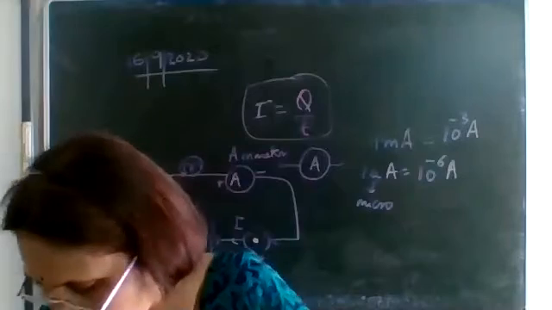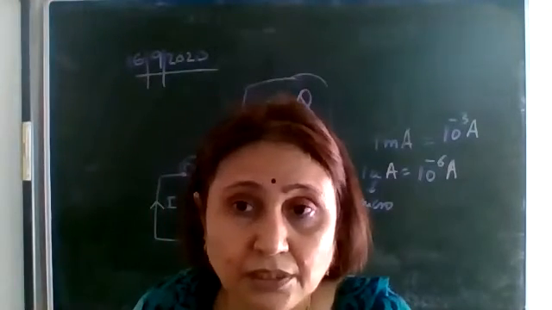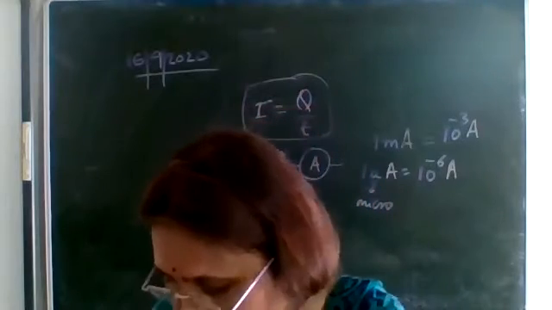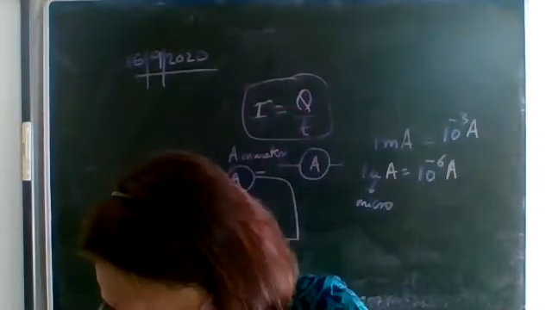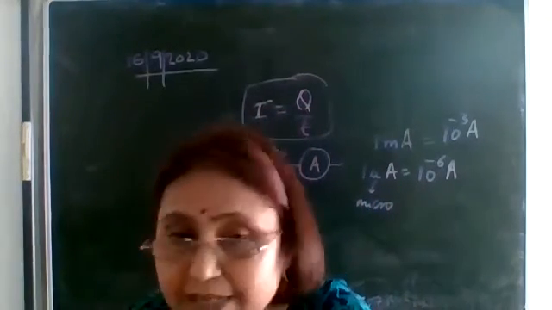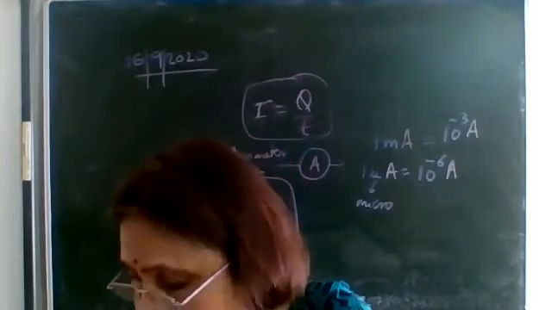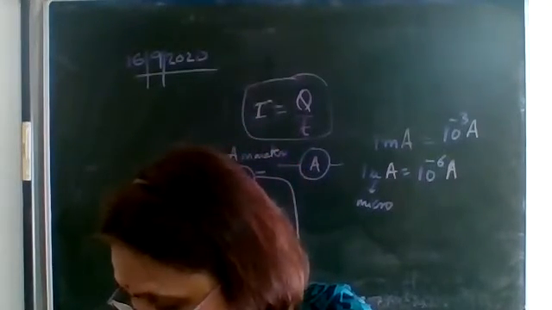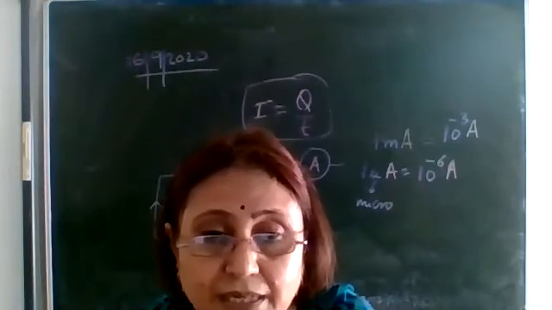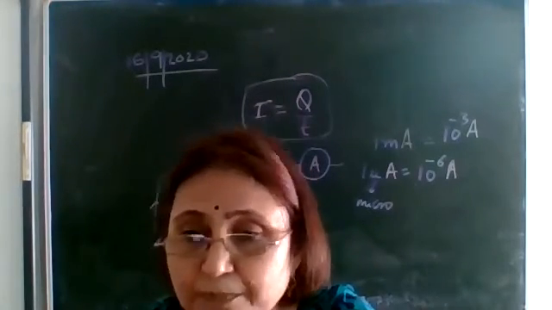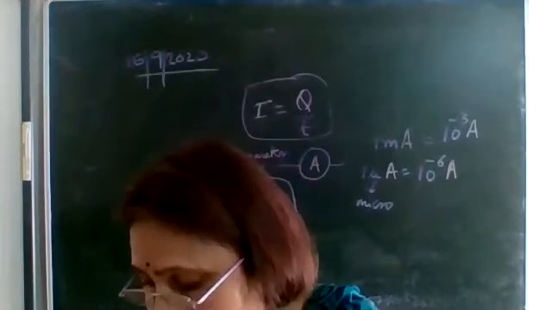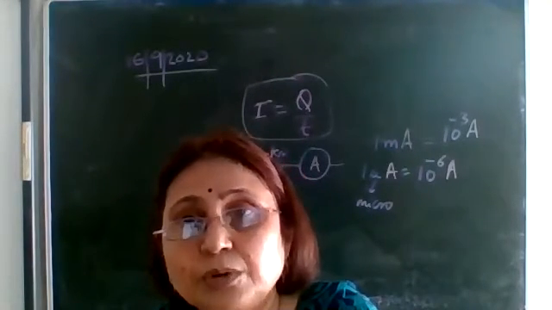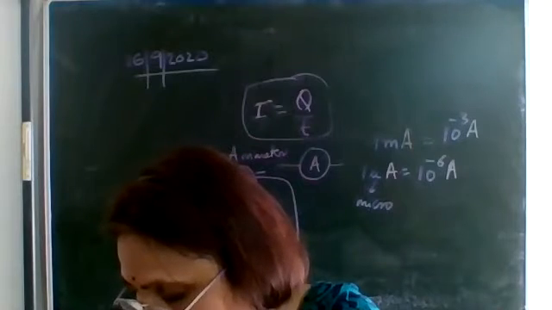Now write down a few questions. Hurry up, take out your copy and write down a few questions I had given yesterday about switch, electric circuit. Okay, now write down: define current and write its formula. How will you define current? Current is charge flow per unit time, or you may write the rate of flow of charge. And what is its formula? I is equal to Q upon T.